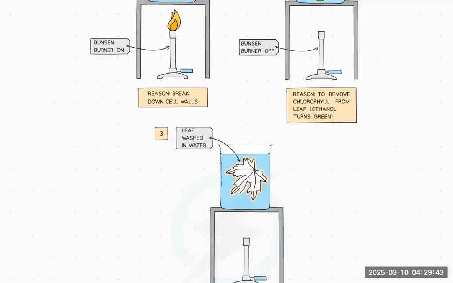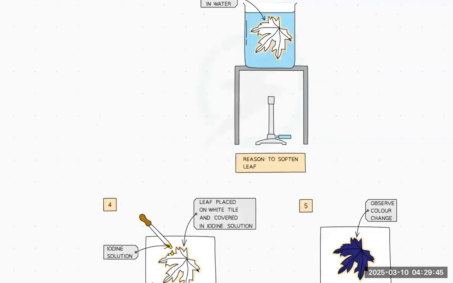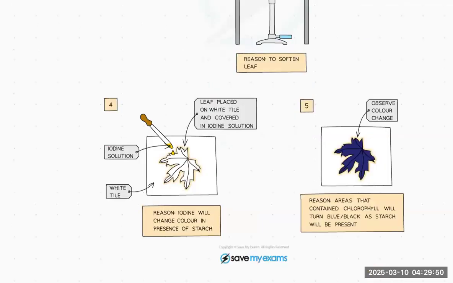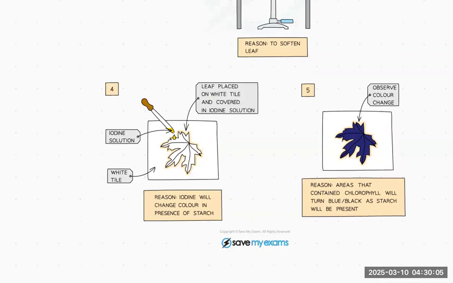And then this is the main test for starch. Whenever the examiners ask you to test for starch, what are you going to say? Add iodine solution to it. If starch is present, the leaf will turn black, blue black basically. The leaf will turn blue black. So this is the test for what? This is the test for your photosynthesis, for your starch, right? Now let's take a look at another test.